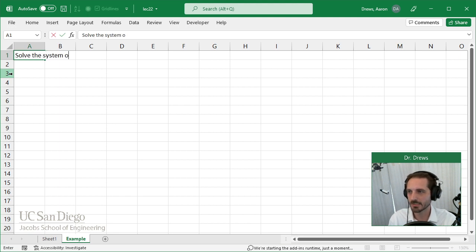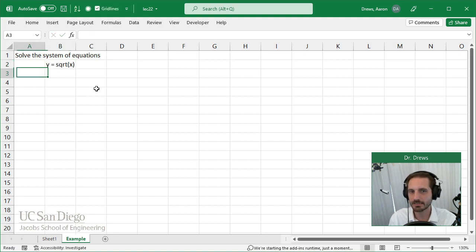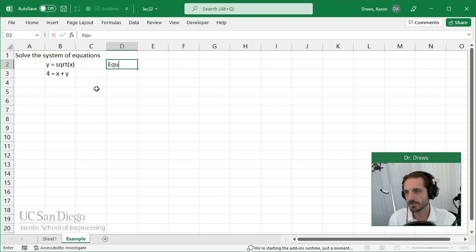So we're going to solve the system of equations that consists of, as I said, in this case, just two equations. So the first one is going to be that y is equal to the square root of x, and the second one is going to be that 4 is equal to x plus y. So this will be equation 1, and this will be equation 2.